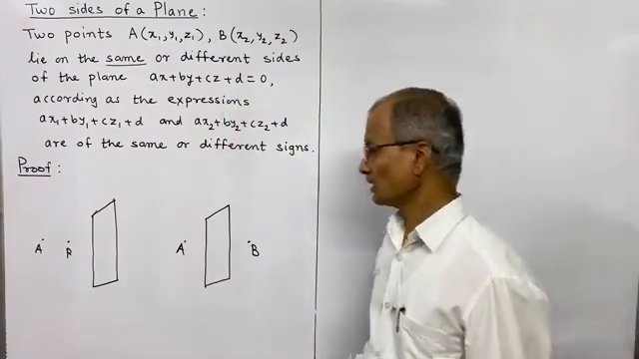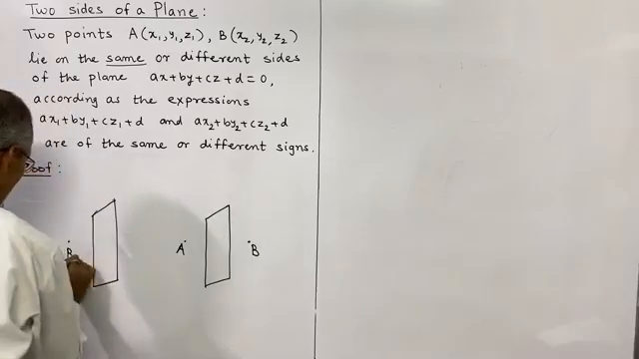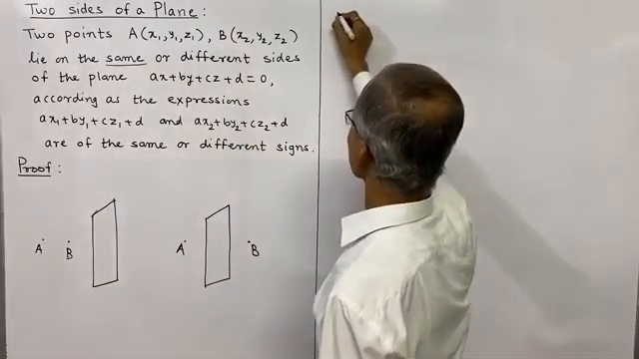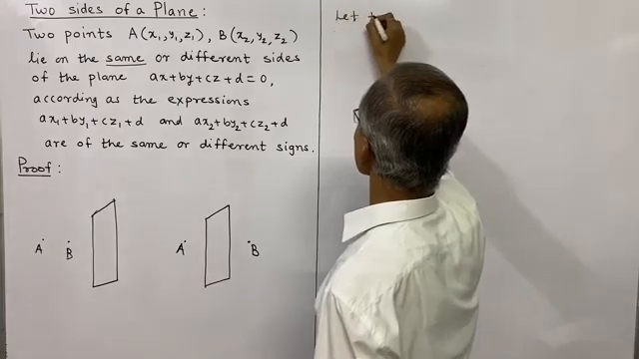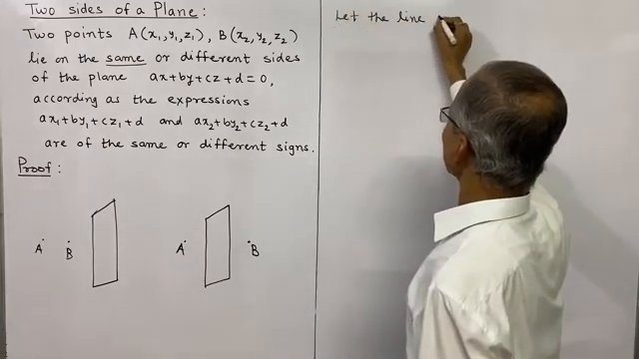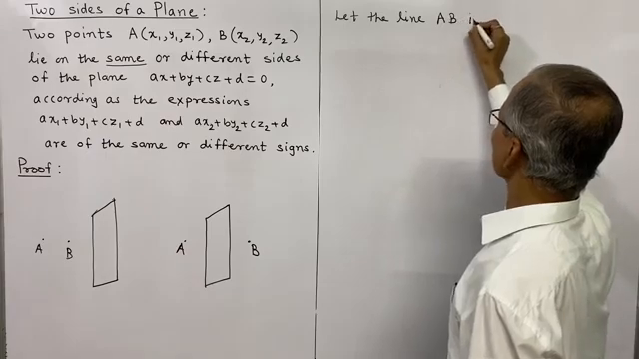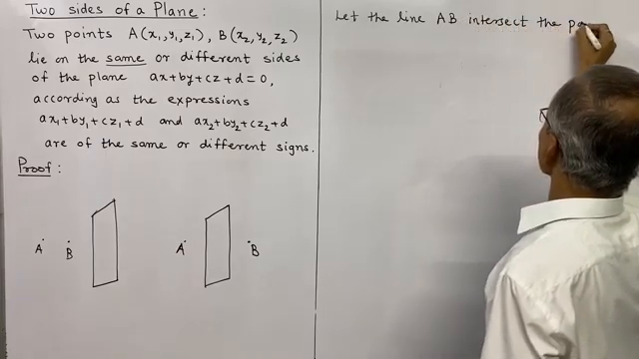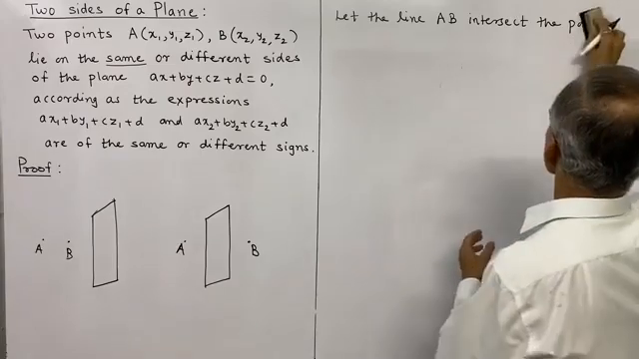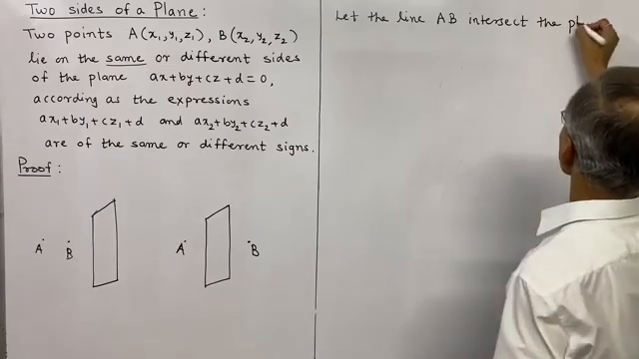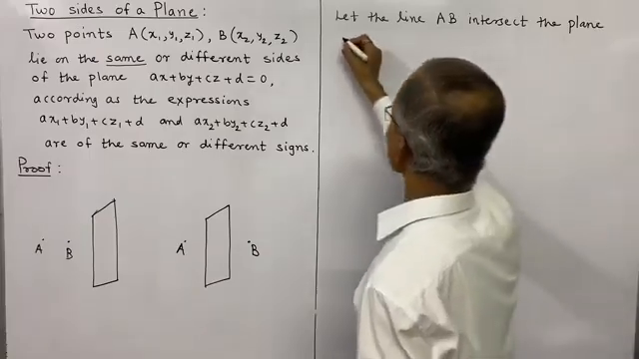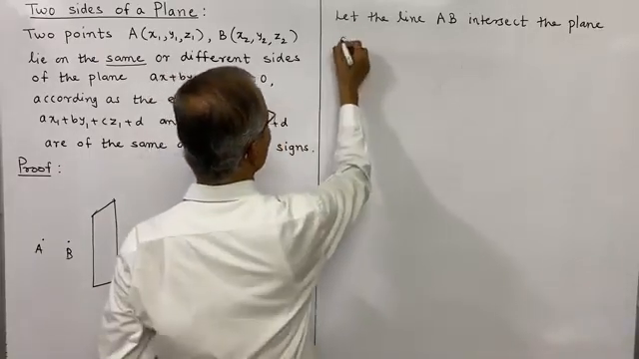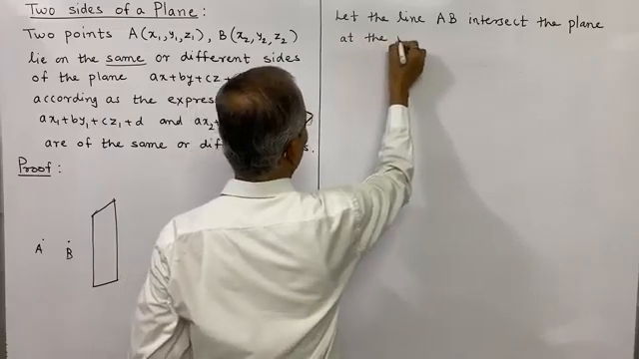Now we shall prove the result. First suppose, or let, the line AB intersect the plane at the point P.